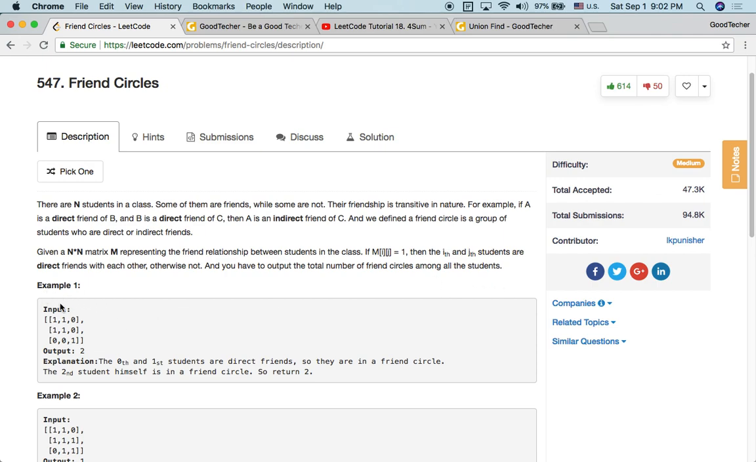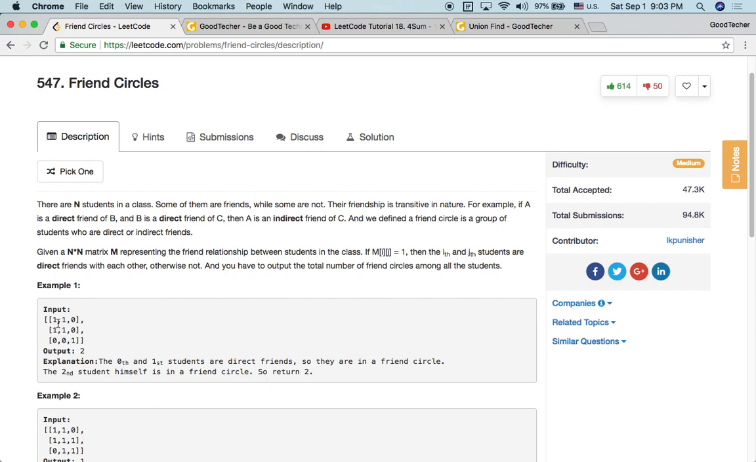So here there's an example. The input is a two-dimensional array: [[1,1,0],[1,1,0],[0,0,1]]. The output is 2. The explanation here: the zeroth and the first students are direct friends, so they are in a friend circle. The second student himself is in a friend circle, so return 2.